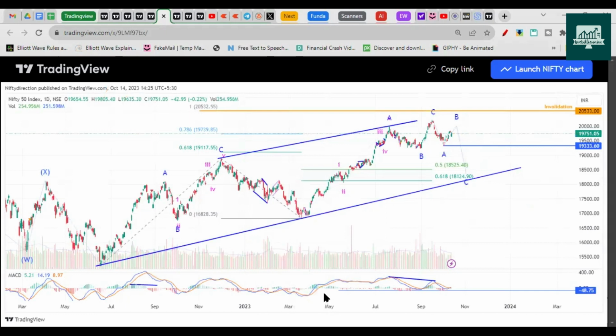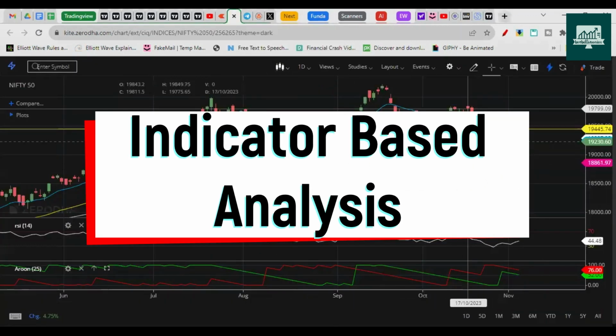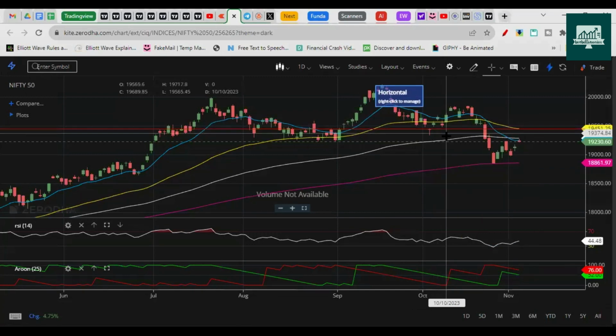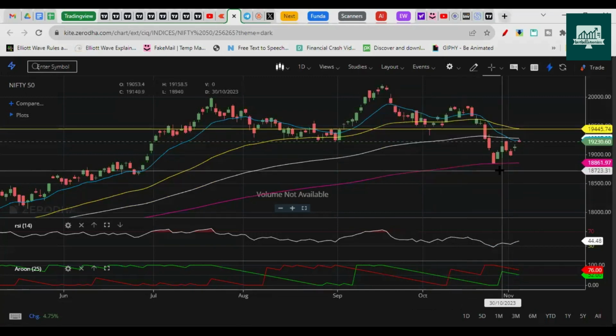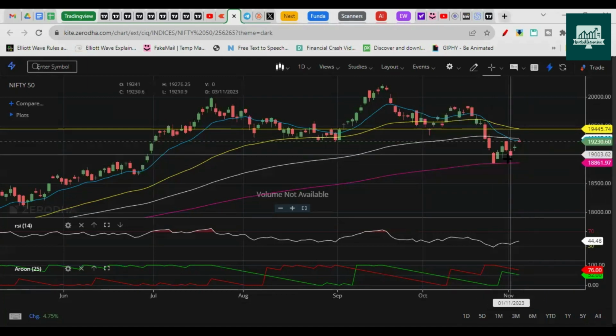So we'll try to understand with different charts what is going to happen with the Nifty with Elliott Wave and price action. First we'll discuss indicators and price action, and then we'll check the Elliott Wave. Let's start with the price action and indicators. This is the setup that I'm using. We have multiple EMAs: 13 EMA, 48 EMA, 100 EMA, and 200 EMA. Nifty looks to have taken support at the 200 EMA and started to bounce back.